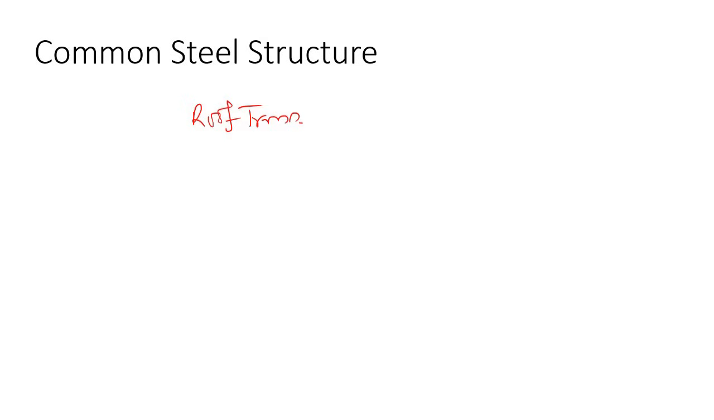So what are the common steel structures? The roof truss is mainly used in factories, and it is also used in your railway platform, right? Also you can see different steel structures in bridges, that may be a truss bridge or maybe a plate girder bridge, right? All these are common steel structures, and in addition you can also see pipe racks, transmission towers, and sometimes water tanks also, right? So these are the common steel structures.